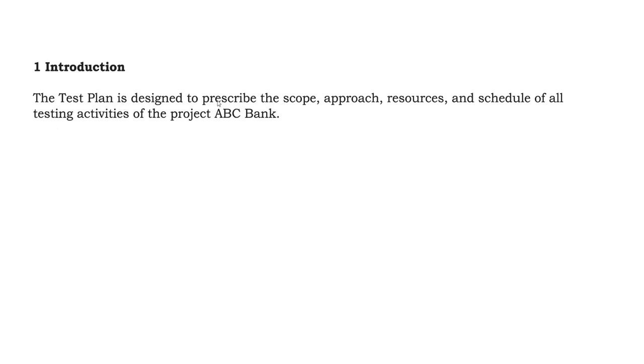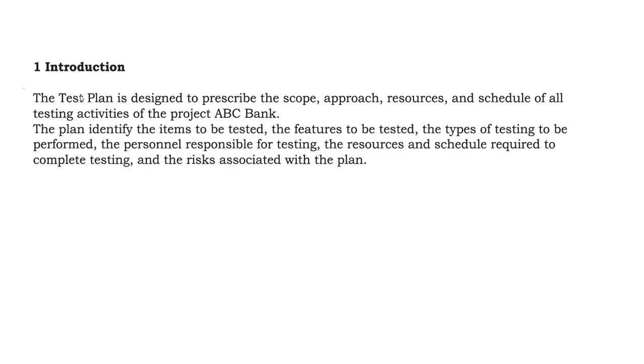In the introduction section, what things go? The test plan is designed to prescribe the scope, approach, resources, and schedule of all testing activities of the project ABC. This is an example. The plan identifies the items to be tested, the features to be tested, the types of testing to be performed, the personnel responsible for testing, the resources and the schedule required to complete testing, and the risks associated with the test plan. So here it is an overall brief about what the project is about and what the approach and the resources are; all of that will be contained in this test plan.